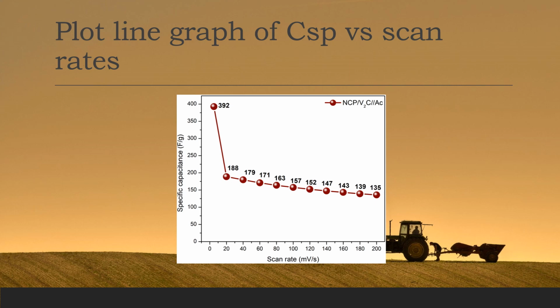That's why when you increase the scan rate, the millivolt per second increases, the amount of voltage per second increases, and the ions do not have enough time to go through the surface of the electrode, even the bulk of the electrode. That's why the specific capacitance is lower, because of unutilized space in the electrode.